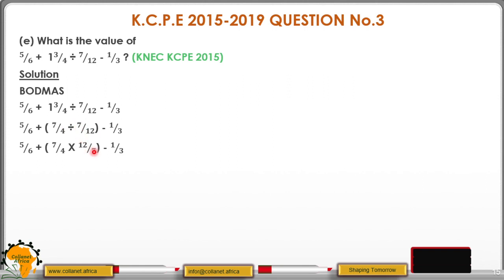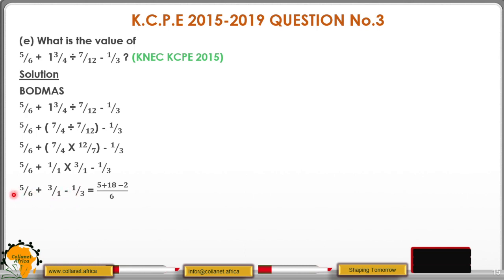So we get 12/7. So in this case, 7 divided by 7, you get 1. This one, 12 divided by 4, you get a 3. So this one will be 1/1 times 3/7. After that, you go to multiplication. So you just multiply this. 1 times 3, you get 3. 1 times 1, you get 1. So the next stage will be 5/6, and this one will now be 3/1 minus 1/3. In this case, we have now the positive and negative.